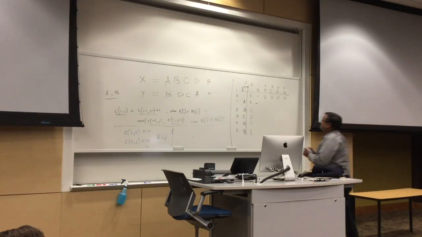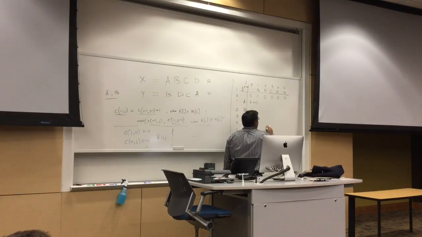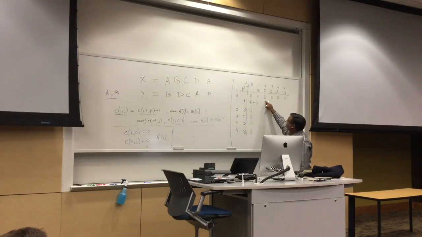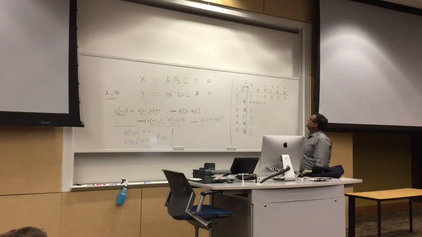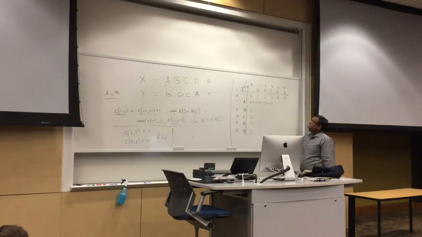So if this is 0, which one would you take? This one or this one? Which one is the max? They're both equal, doesn't matter, whichever one you want to choose. So I'll just put an arrow here, just for now. Now what about this one? Same thing. You got 0, now you can put an arrow here, doesn't matter. This one, same thing, 0. This one, 1. You got 1.